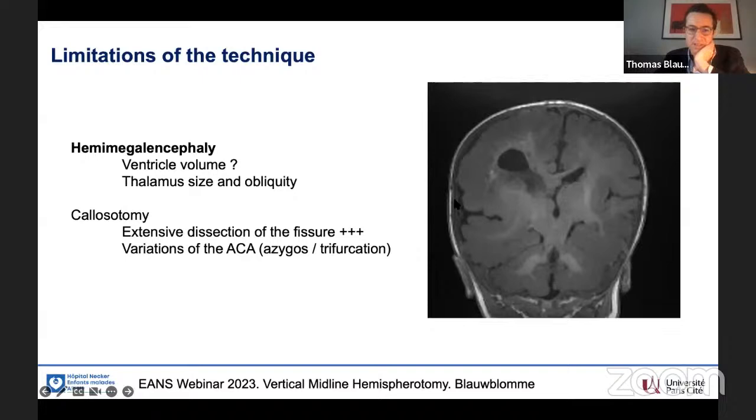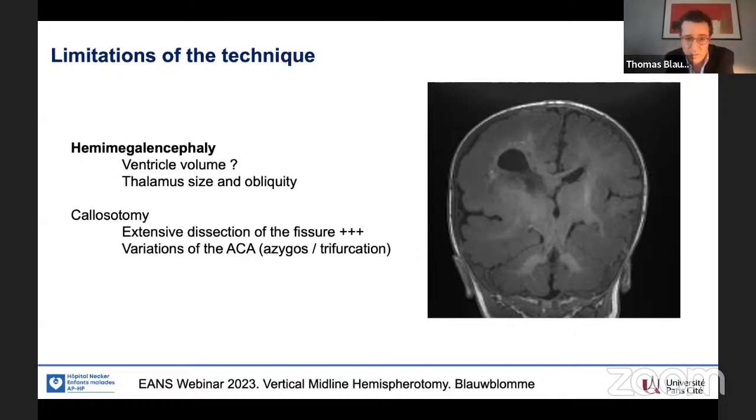The other important thing is the thalamus size, because the larger the thalamus is in a hemimegalencephalic case, the more lateral the temporal horn will be, and the more difficult it will be to do the perithalamic disconnection. So be careful about this. You need to look at the thalamic size before you choose to go for the perithalamic approach and the interhemispheric approach.